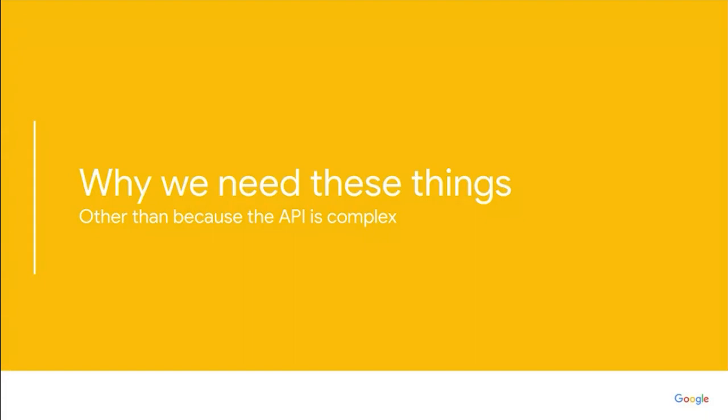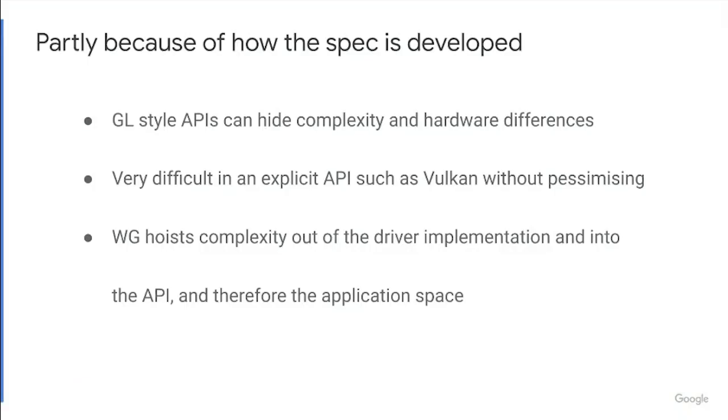So why do we need these things, other than just because the API is complex? Partly it's because of how the spec is developed. GL style APIs can hide complexity and hardware differences in the level of abstraction that they have. It's very difficult in an explicit API such as Vulkan without pessimizing somebody's hardware or the API or something. And we can't do that as a group. We have a set of inputs and a set of needs that need to be met. So to solve it, generally what we do is we hoist complexity out of the driver, out of this API, and into the application space.